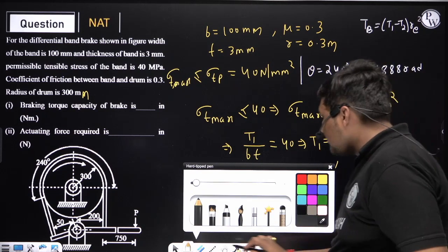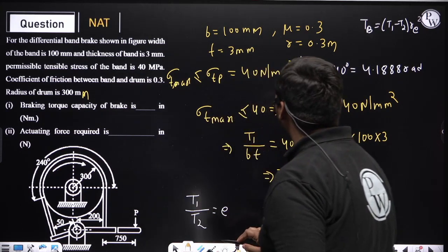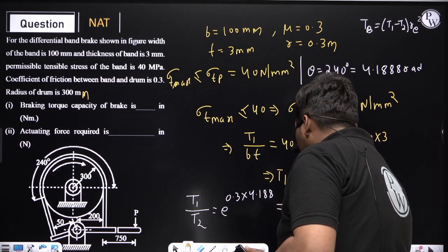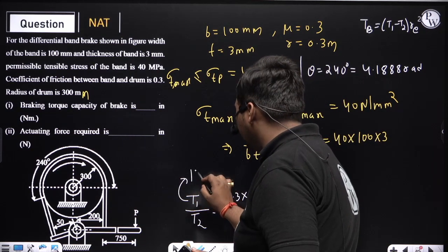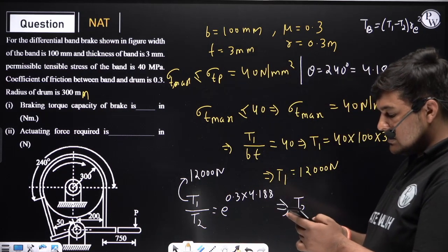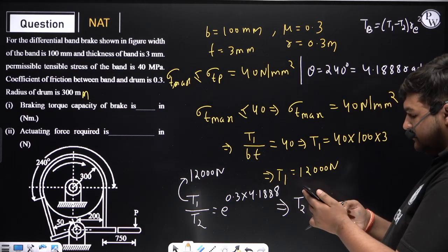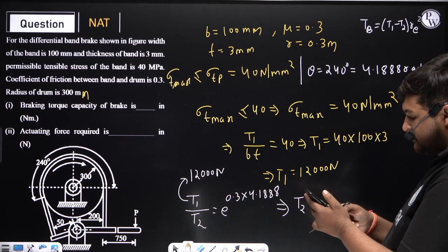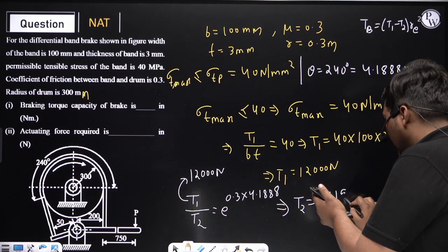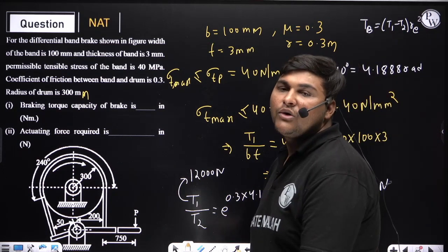Now by using the relation between T1 and T2, T1 by T2 is equal to e to the power mu theta. Mu is 0.3 and theta in radian is 4.1888. From this relation we can find T2, because T1 we have already calculated as 12,000 Newton. After solving, e to the power mu theta, T2 is coming 3415.3045 Newton.